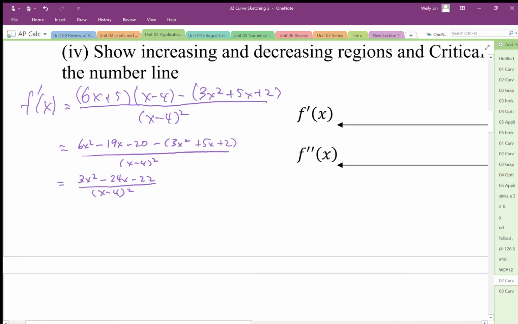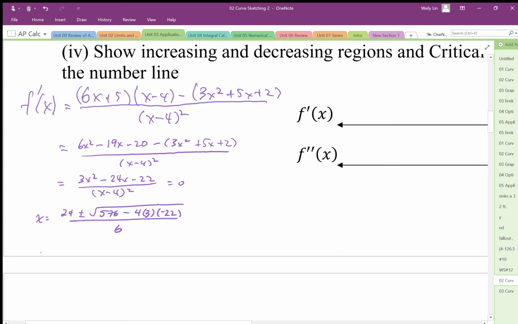Then I want to solve that quadratic equation, make that equal to 0. So I plug it into my quadratic formula. I get 24 plus or minus the square root of 24 squared, which is 576, minus 4 times a times c, all over 2a, which ends up being 6.